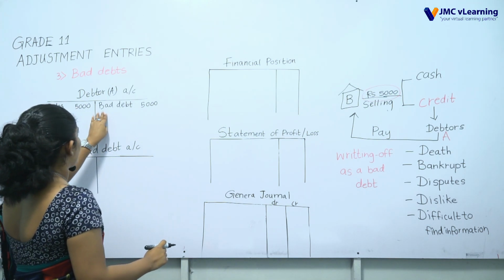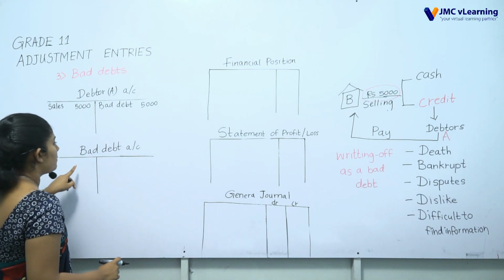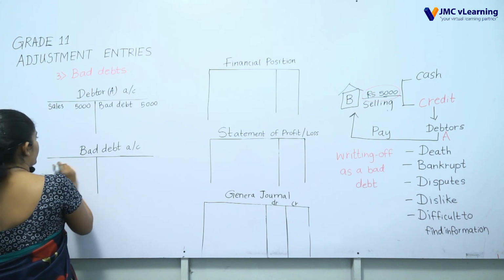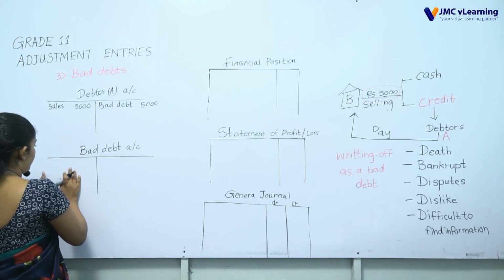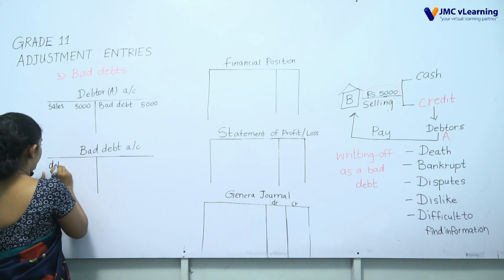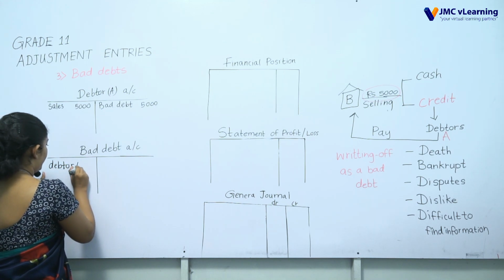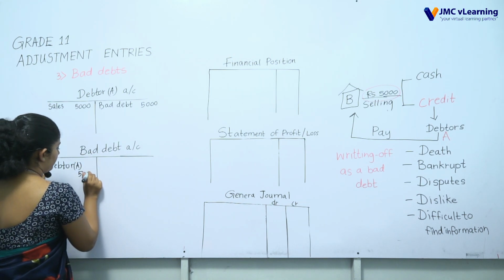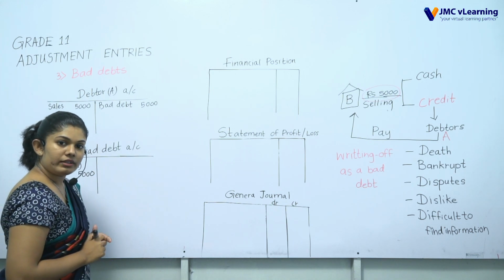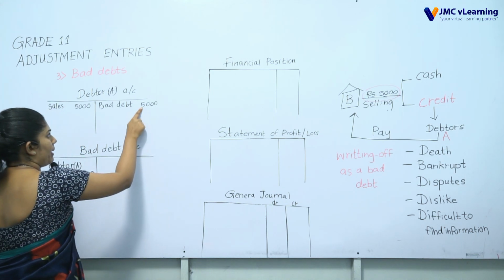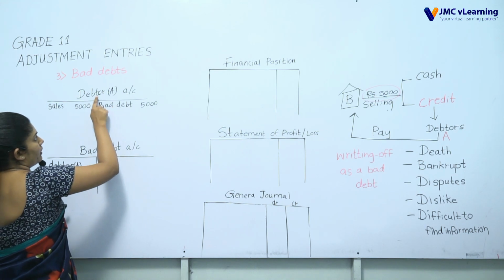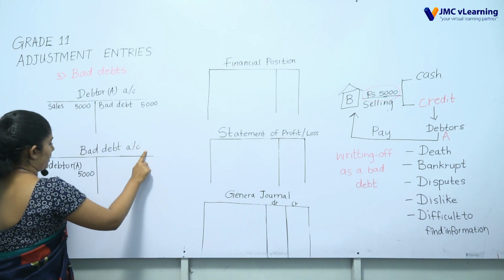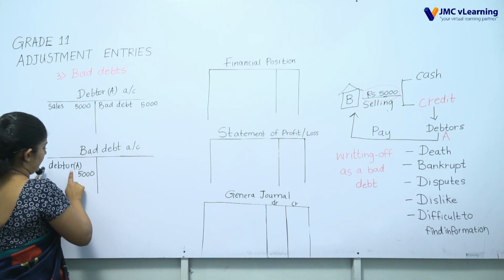Now I have to record this bad debt in the bad debt account, which is an expense account. Bad debt account, debit, debtor A. How much? 5,000. Now the double entry is complete. Debtors account, credit, bad debt; bad debts account, debit, debtor A.